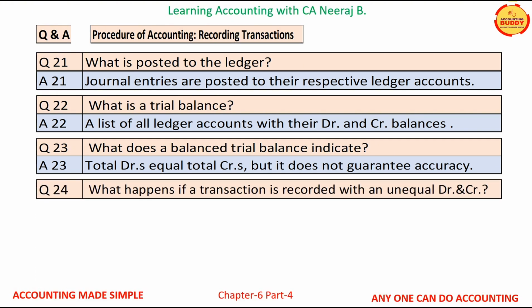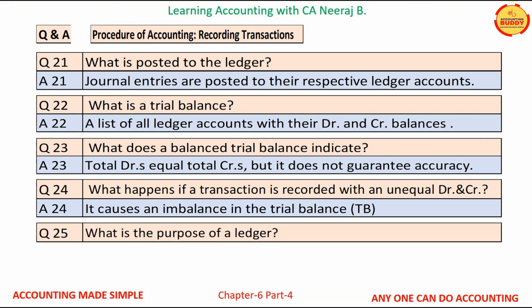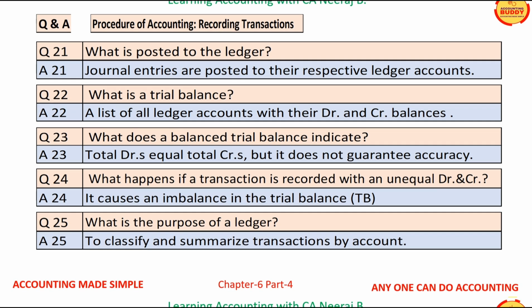Question number 24. What happens if a transaction is recorded with an unequal debit and credit? The answer is it causes an imbalance in the trial balance. Question number 25. What is the purpose of a ledger? The answer is to classify and summarize transactions by account.